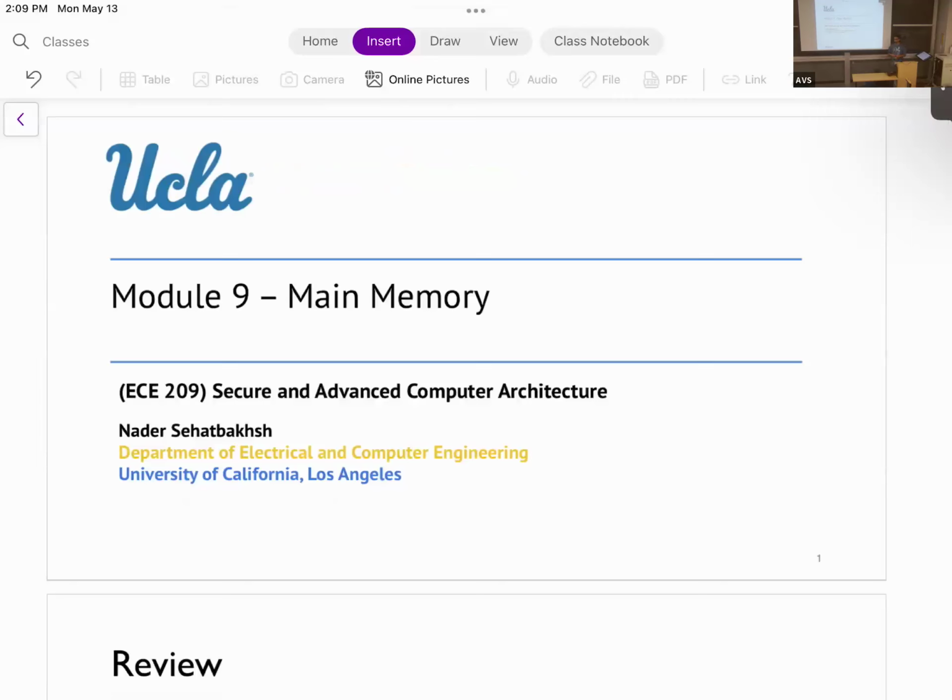today we want to focus on this new module about main memory. What we're going to say today will be the basis of your third computer assignment, the third and final computer assignment.